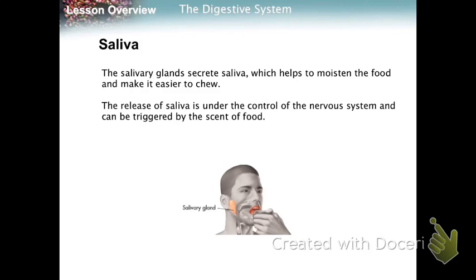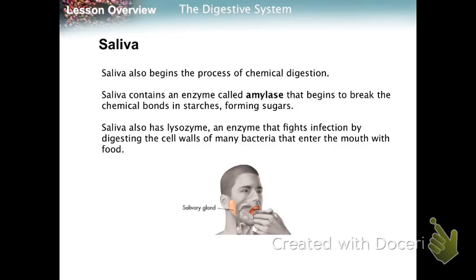Like we said, the salivary glands secrete saliva, which moistens the food, makes it easier to chew, and it contains enzymes. The enzyme that saliva contains is called amylase, and it breaks the chemical bonds in starches. It also has lysozyme, which is an enzyme that fights infection by digesting the cell walls of many bacteria that enter the mouth with food.